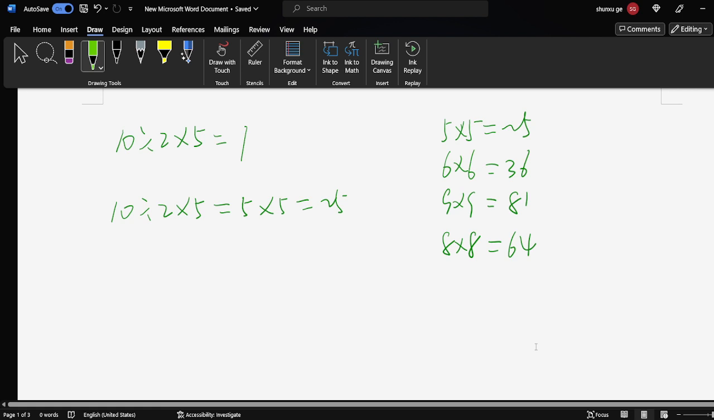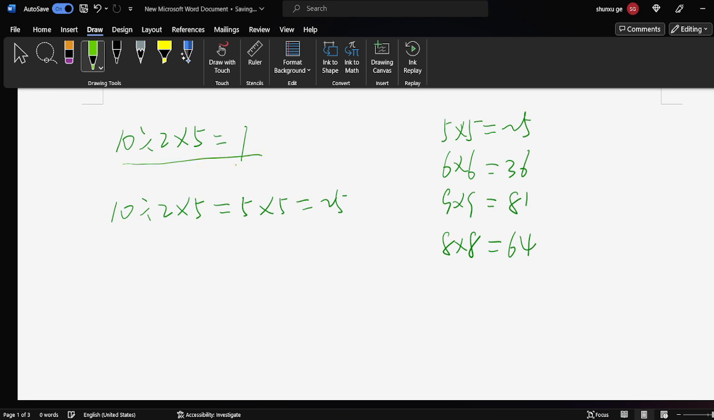Then I'll give you an analysis of why people make the wrong solution. Why do they get this solution? Why is the solution 1? So they do this: 10 divided by 2 times 5, they calculate 2 times 5 is 10, and 10 divided by 10 is 1.